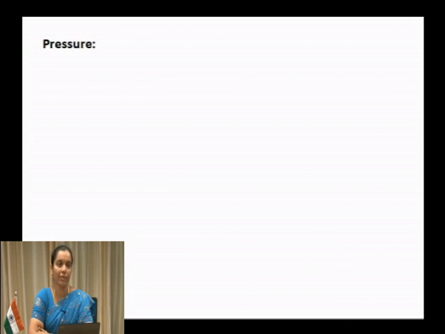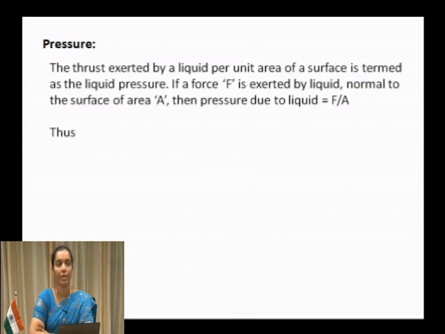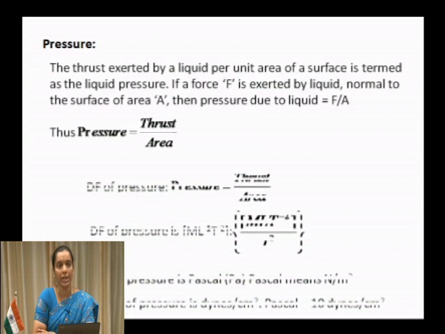Next, let us define what is the pressure exerted by a liquid. The pressure is defined as the thrust exerted by a liquid per unit area of surface. If a force F is exerted by a liquid normal to the surface area A, then the pressure due to the liquid is equal to F by A. Thus, pressure is equal to thrust by area.